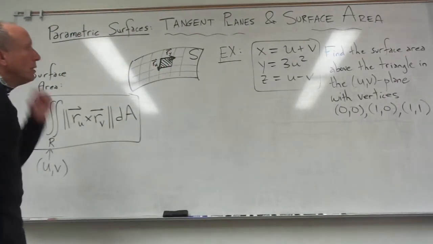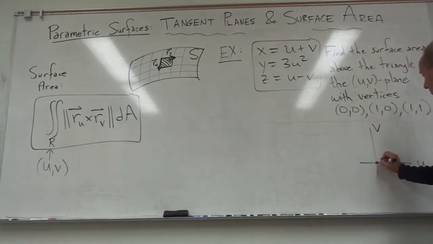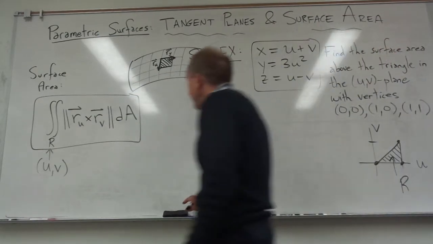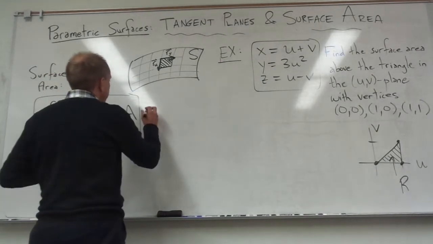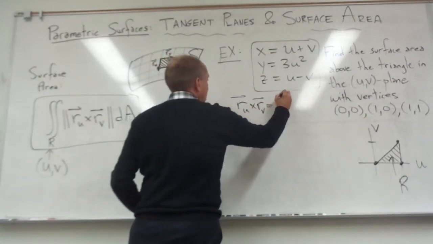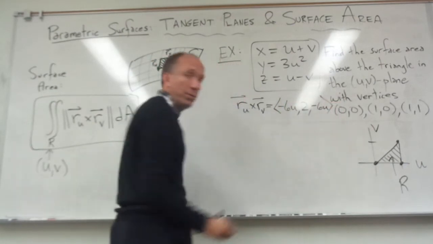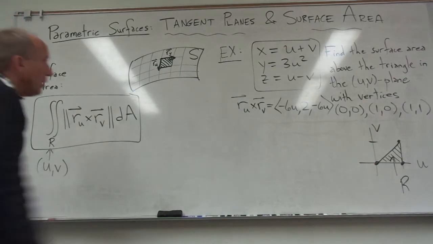Okay? So I'm going to draw a picture of that in the UV plane really quickly. I've got (0, 0), I've got (1, 0), and I've got (1, 1). So we're looking at this. This is my region R, as I usually refer to it right there. Okay? And so what I need to do is take the, let's just remember here, sorry. This was what we calculated just a few minutes ago. R sub u cross R sub v was, what was it, (negative 6u, 2, negative 6u). Right? I think that's what we had. Yeah. Okay.